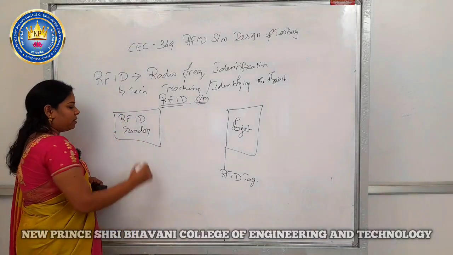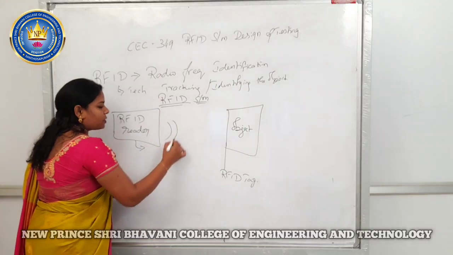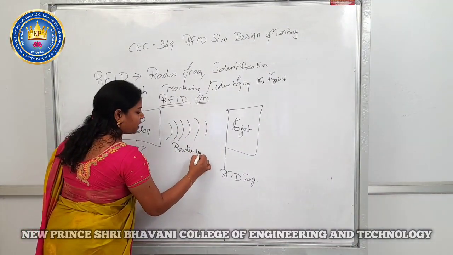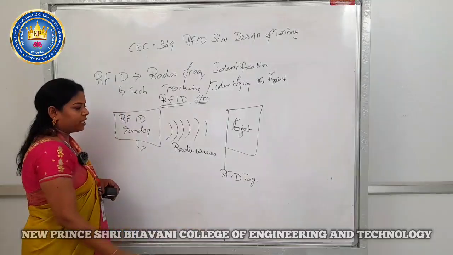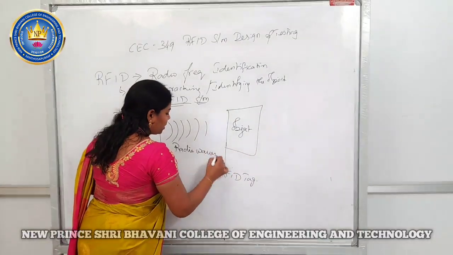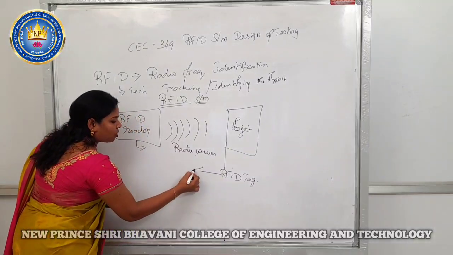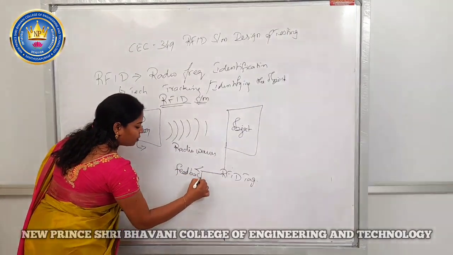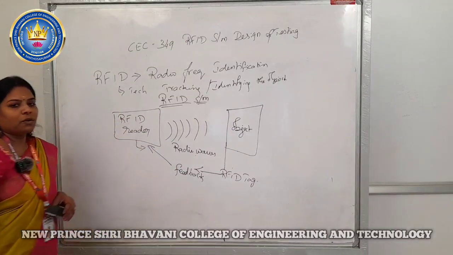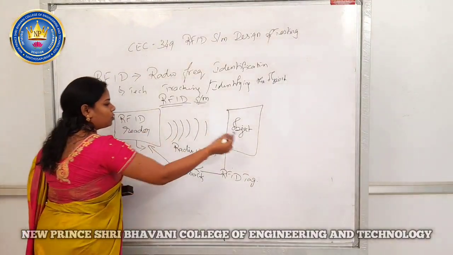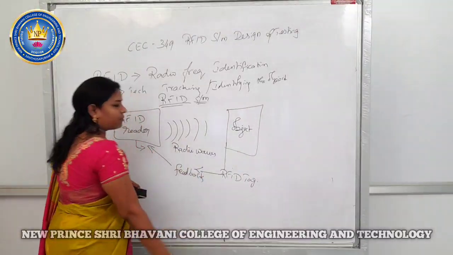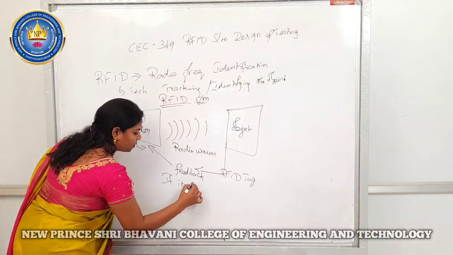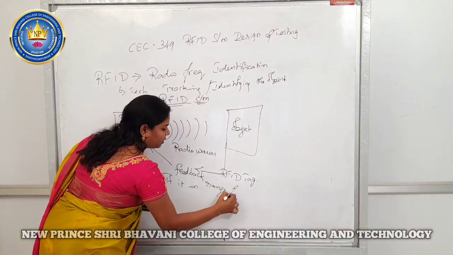Here the RFID reader will continuously transmit radio waves to the object to which the RFID tag is attached. In response to these radio waves, the RFID tag sends a feedback signal to the RFID reader. So these two, the RFID reader and tag, will communicate if the tag is in the range of the RFID reader.